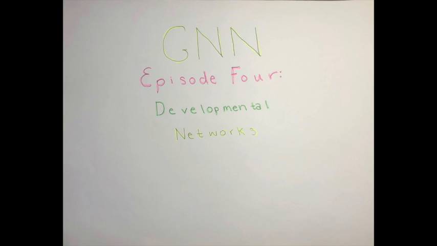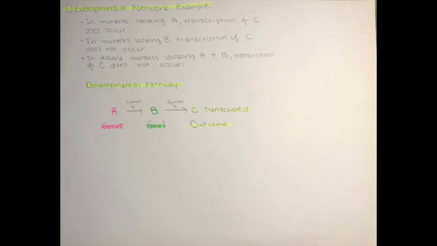Today we will be discussing developmental networks. As a brief background, a developmental network outlines how the expression or repression of a particular gene can lead to the respective expression or repression of a particular phenotype in an organism. In addition, not all of the pieces of the network are present in all of the cells of an organism.